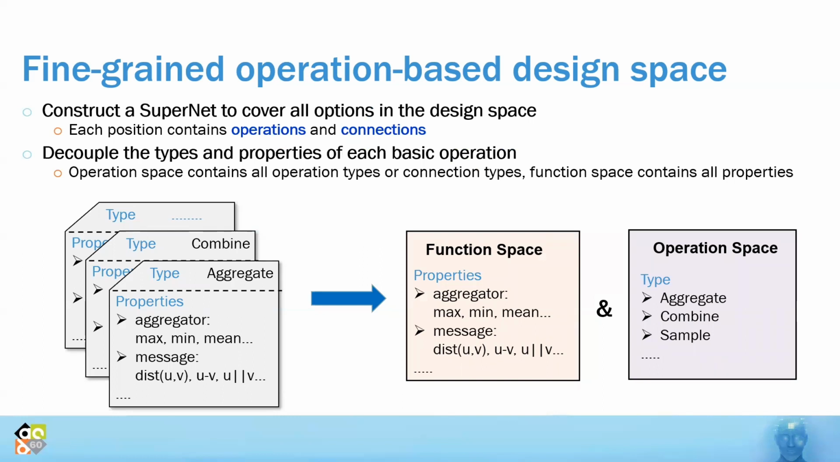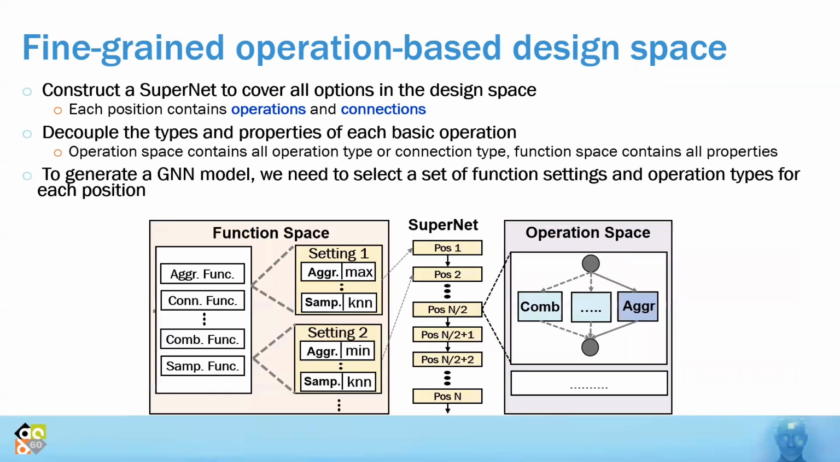The function space includes all specific operation functions such as max aggregator, and all operation types are included in the operation space. The independent function and operation space will also provide support for our proposed multi-stage search strategy, further improving the exploration efficiency. In order to improve the exploration efficiency, HGNAS adopts a multi-stage search strategy. The search process is based on a one-shot evolutionary search algorithm.